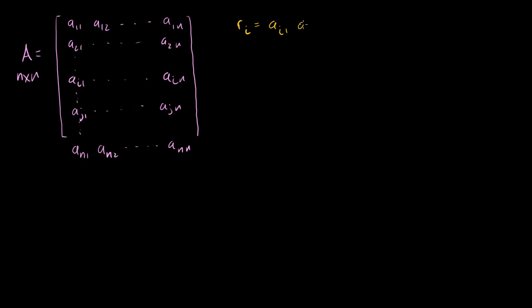Ai1, Ai2, all the way to Ain. And you can write it as a vector if you like, a row vector. We haven't really defined operations on row vectors that well yet, but I think you get the idea. We can then replace this guy with R1, this guy with R2, all the way down. And I'll do that in the next couple of videos because it'll simplify things and, I think, make things a little bit easier to understand.